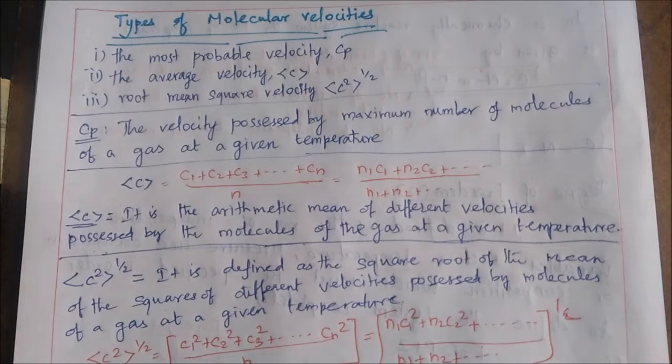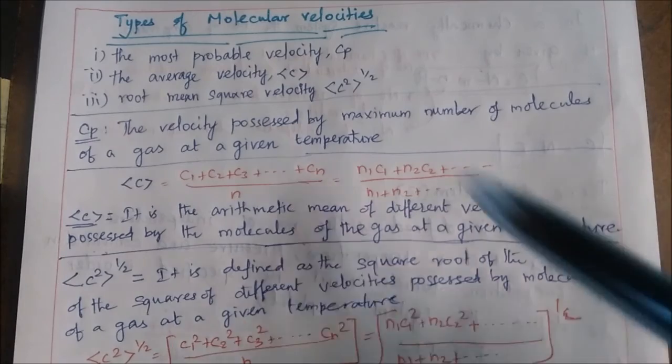The first one is the most probable velocity. The second one is average velocity. The third one is root mean square velocity. The three types can be expressed as velocities or speeds. So we should be careful in knowing the meanings.